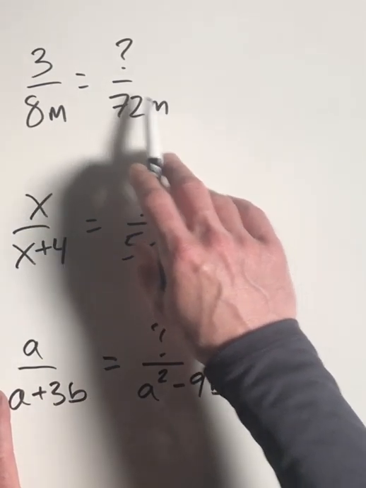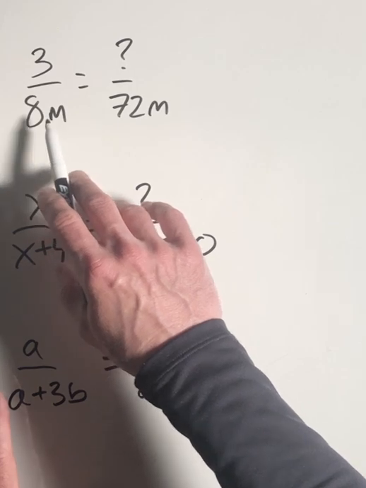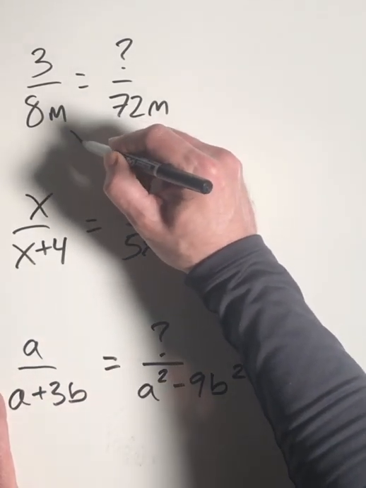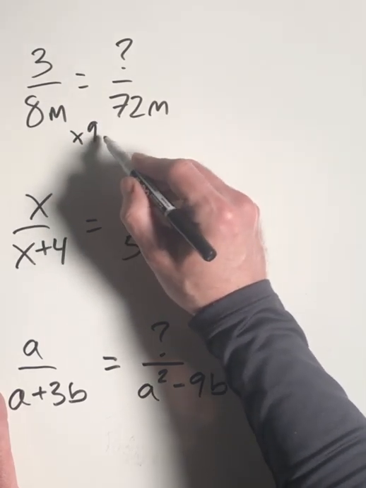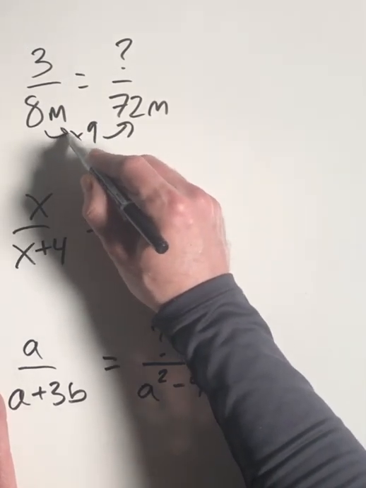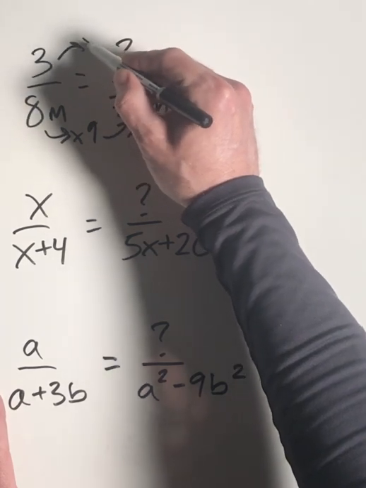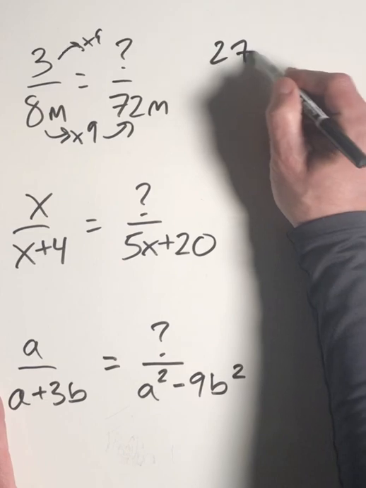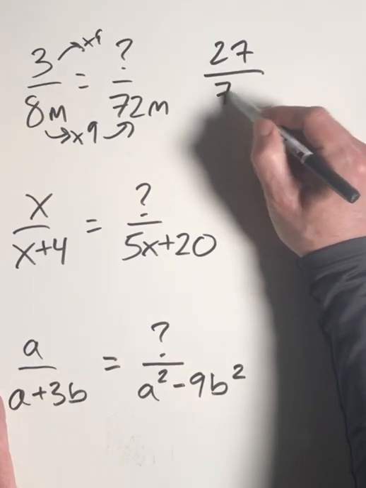So 72m divided by 8m, well, that would be 9, because 9 times 8 is 72. So if we're really multiplying this by a factor of 9, we'd be multiplying this by a factor of 9 as well. So this would equal 27 over 72m.